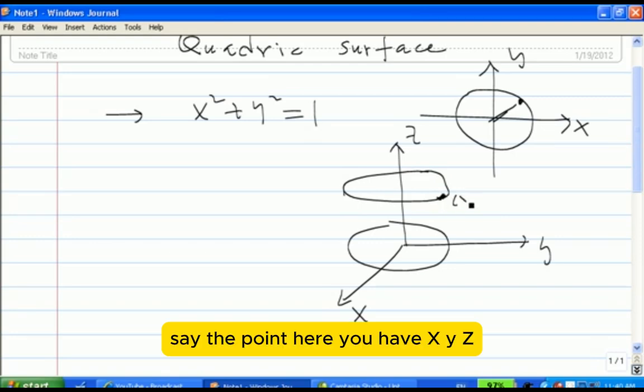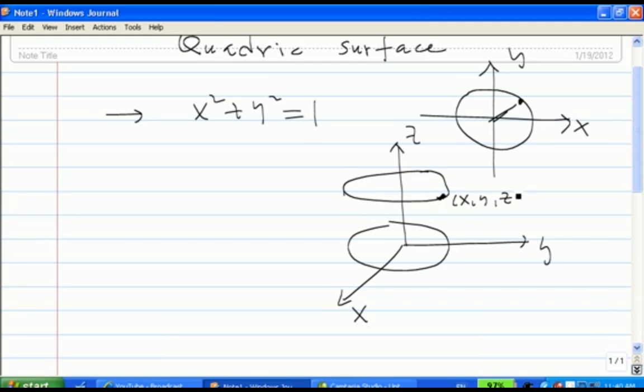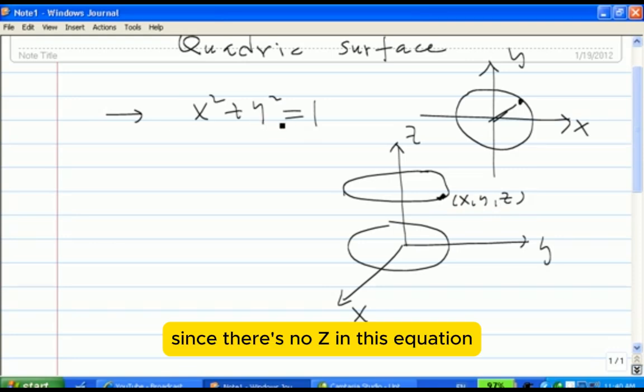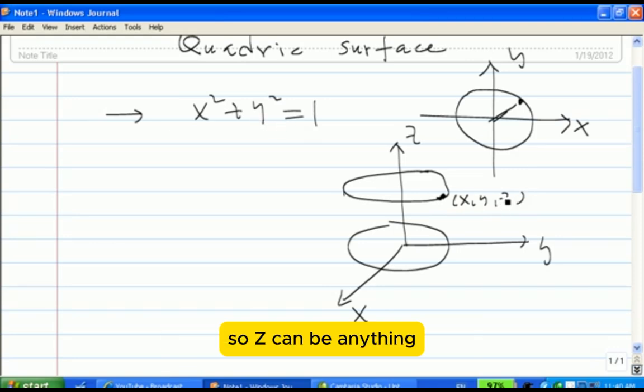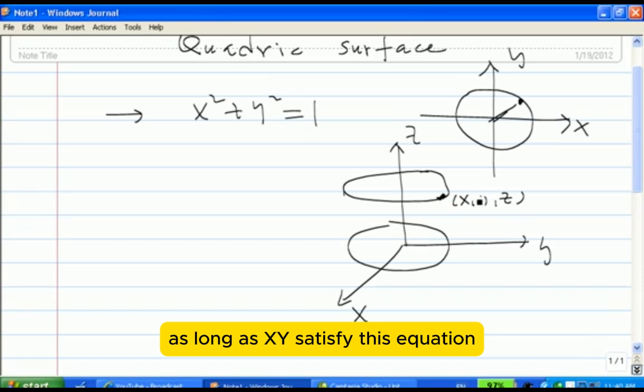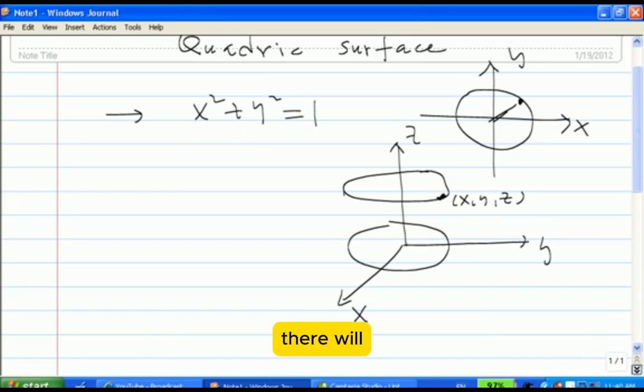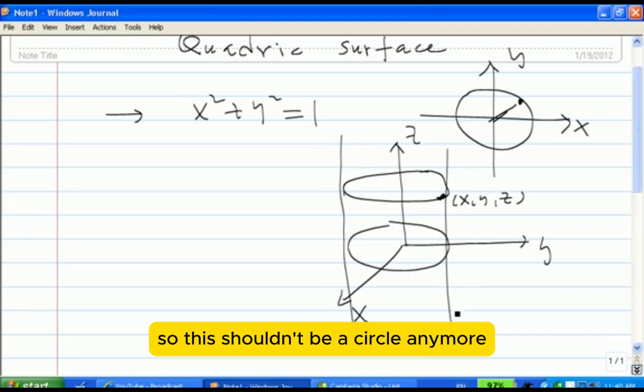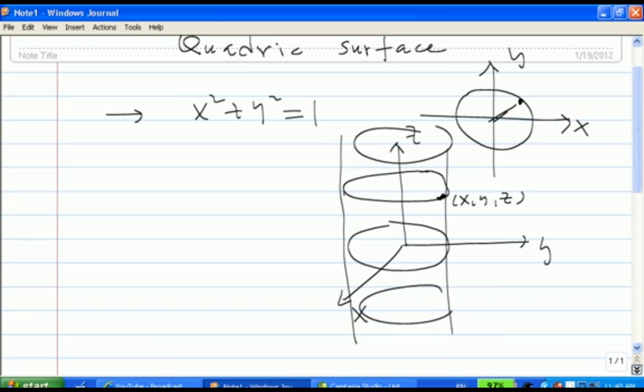Say the point here, you have x, y, z. Since there's no z in this equation, z can be anything, as long as x, y satisfy this equation. So this shouldn't be a circle anymore. This should be a cylinder.